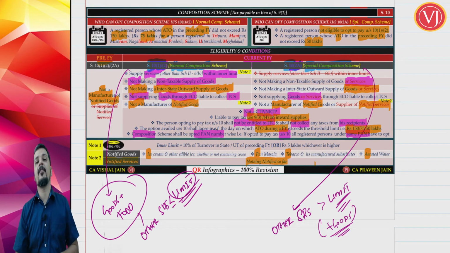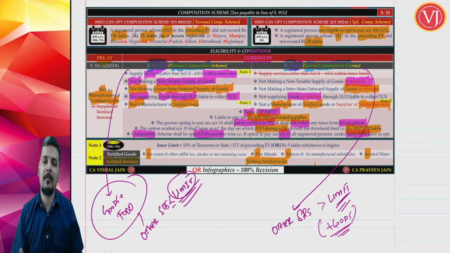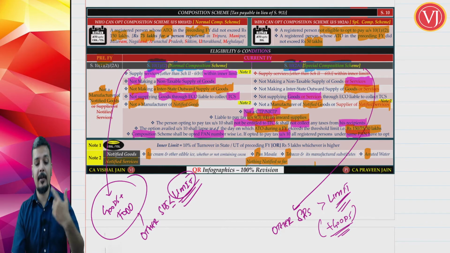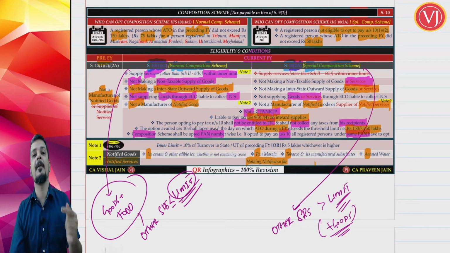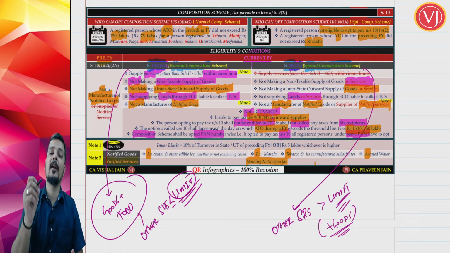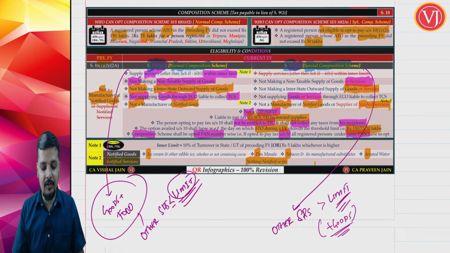You cannot be a manufacturer of notified goods, and supplier of notified services is an extra point for special composition scheme. You cannot be a casual taxable person or non-resident taxable person. Even if you are a composition scheme person, RCM is applicable for your inward supplies, and that too at regular rate, not at composition rate.